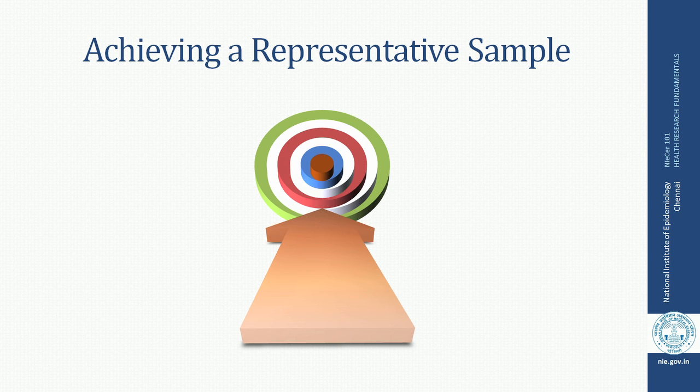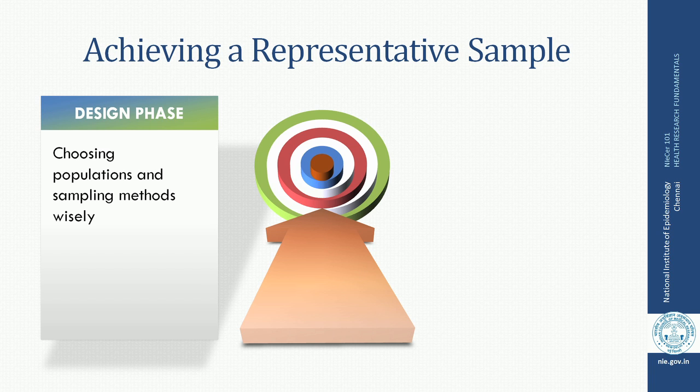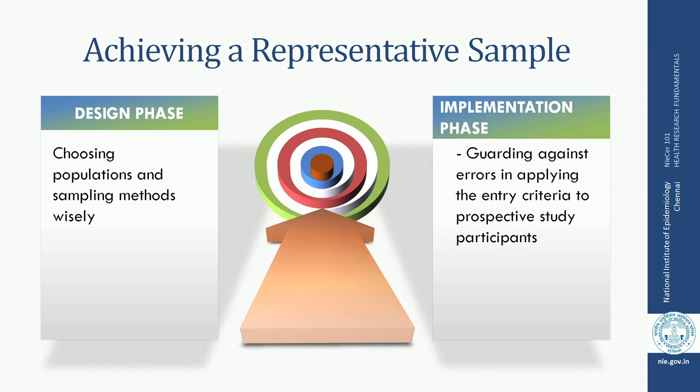Okay. Let us see one by one how to achieve a representative sample. Achieving a representative sample begins at the start of the design phase and ends at the implementation phase. How does it happen in the design phase? In the design phase itself, we decide how to choose the accessible population from the target population, and we choose the sampling methods wisely, which can happen at the design phase itself.